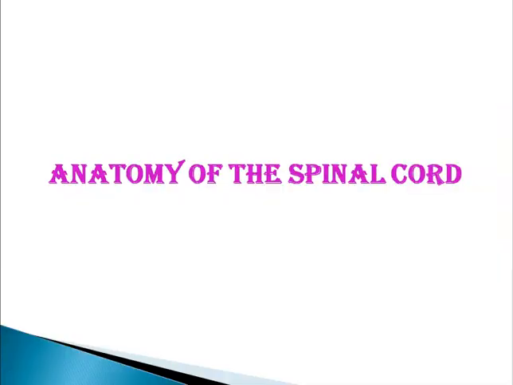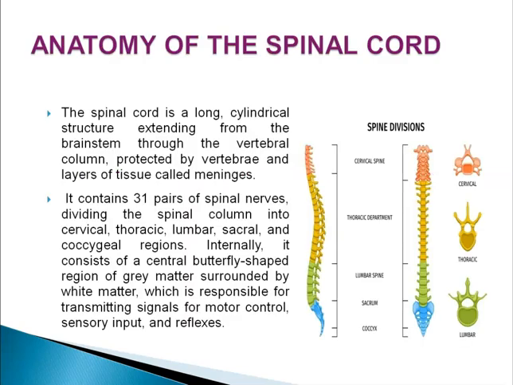In today's video, I'm going to deliver the content on the topic: the anatomy of the spinal cord. The basic anatomy of the spinal cord. It is a long cylindrical structure which runs from the first cervical vertebra to L1, the first lumbar vertebra.